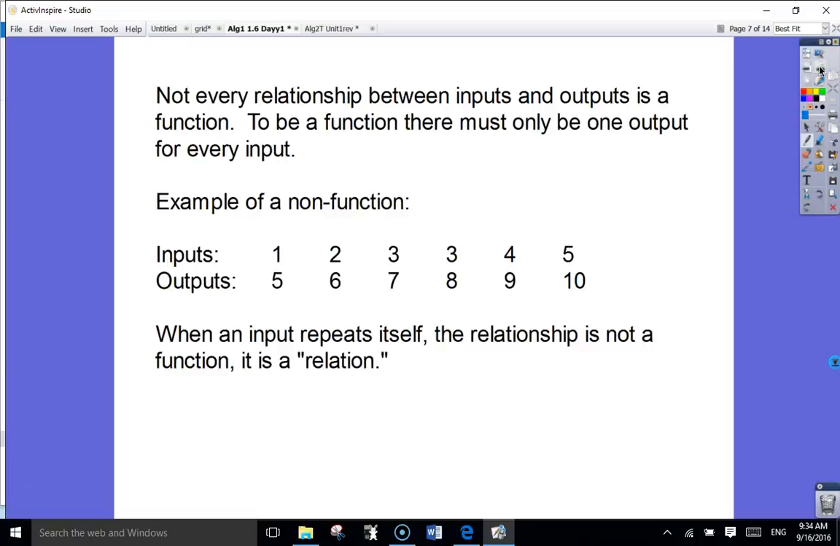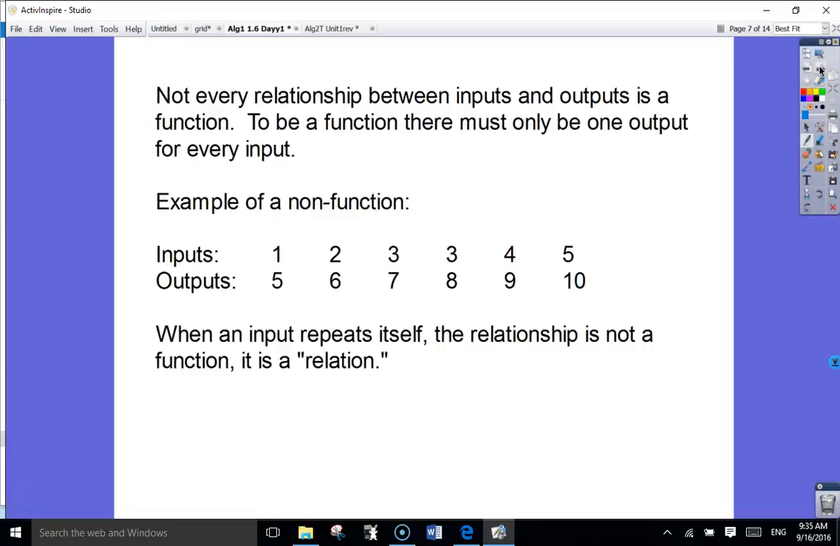Okay, so not every relationship between inputs and outputs is a function. To be a function, there can only be one output for every input. This would be an example of when it's not a function. You go over here and see, I've got an input of 3, and that's associated with an output of 7, and it's also associated with an output of 8. That would mean it's not a function. You can only have one output for every input.